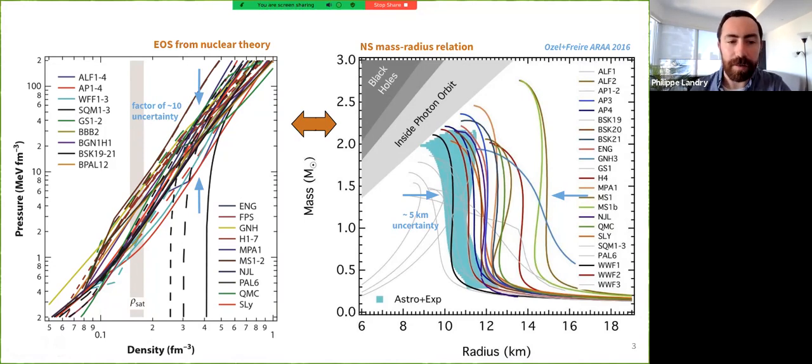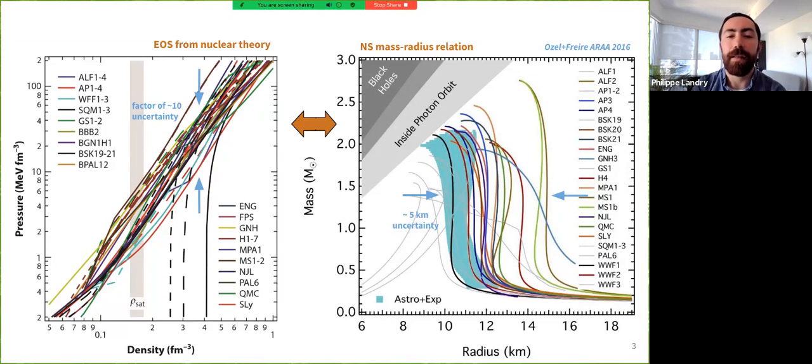And moreover, each of these estimates for the equation of state are done within some particular framework that involves approximate treatments of the interactions between the neutrons. And in general, they don't come with error estimates. So each one is sort of a best guess at the equation of state, but as you can see, the predictions don't necessarily agree. So this is the situation just coming from nuclear theory without any input from observations.